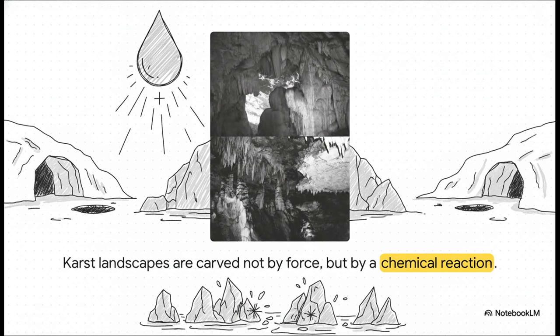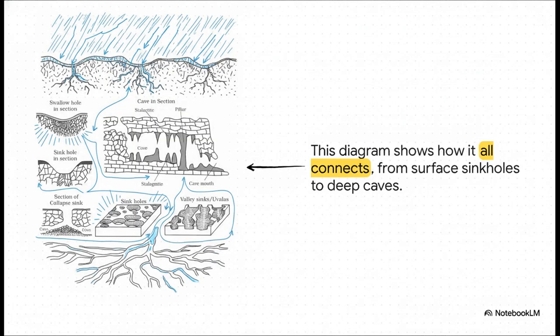This amazing landscape you see here, inside a limestone cave, it wasn't carved by brute force. No, it was created by a quiet chemical reaction. You see, rainwater is naturally a little bit acidic, and it just slowly dissolves soluble rocks like limestone, creating this incredible subterranean wonderland.